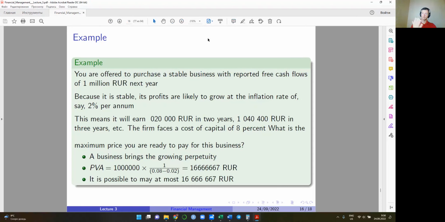Questions about growing annuity, about growing perpetuity, how to recognize, where to apply both?